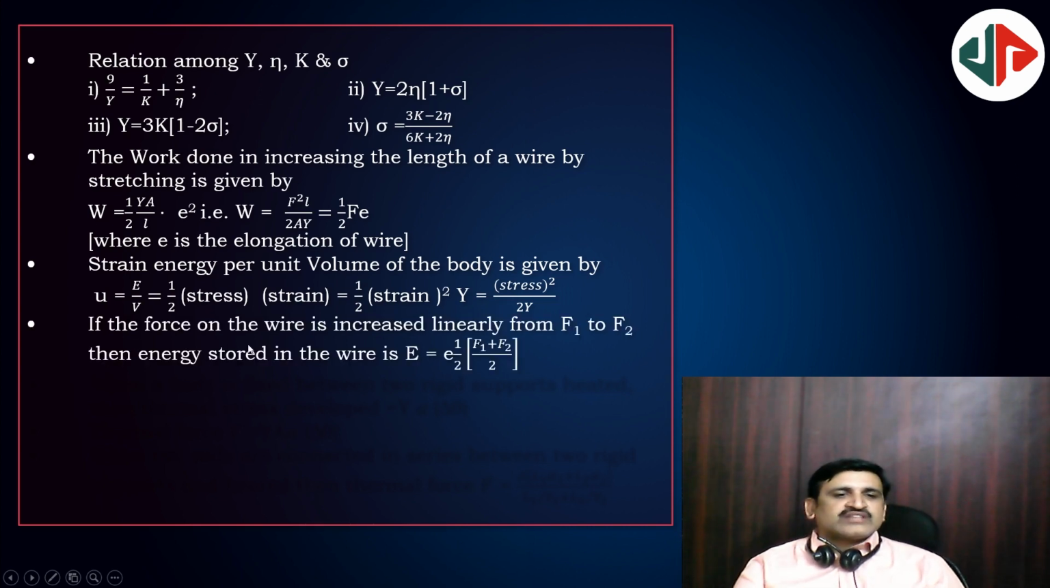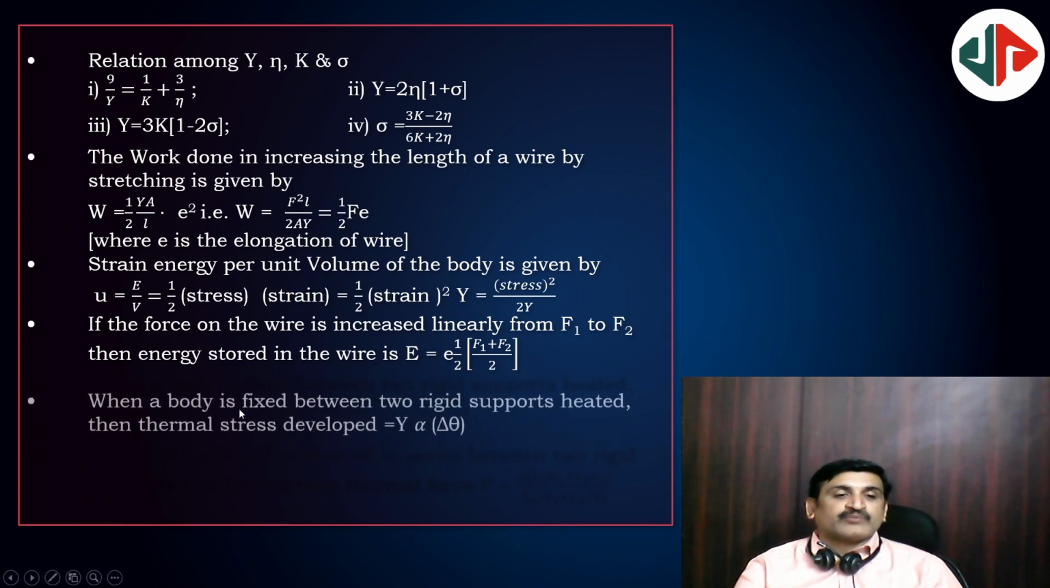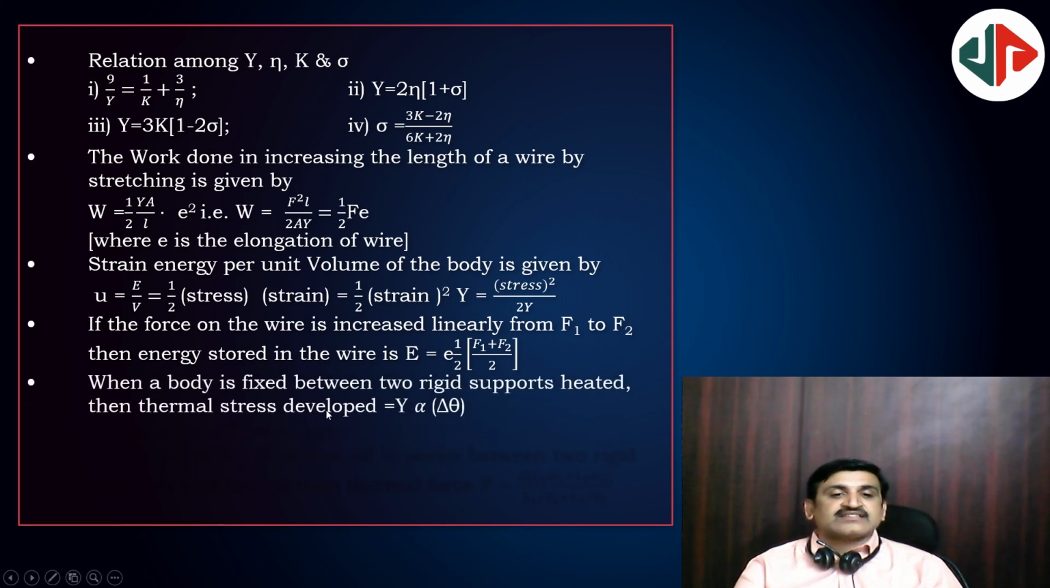If the force on the wire is increased linearly from F1 to F2, then the energy stored in the wire is e into half of F1 plus F2 by 2. Thermal stress developed is Y alpha delta theta. And thermal force is YA alpha delta theta, that also will be followed.